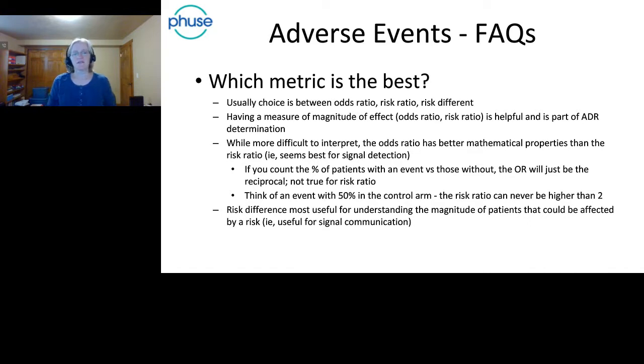The risk difference is more helpful to understand the impact on the population, like how many patients might be impacted by this event. So there are slightly different purposes and meaning behind them. A lot of people wonder why we even consider odds ratios. Why wouldn't we just stick with risk ratio? Well, the odds ratio actually does have some benefits over the risk ratio, just better mathematical properties.